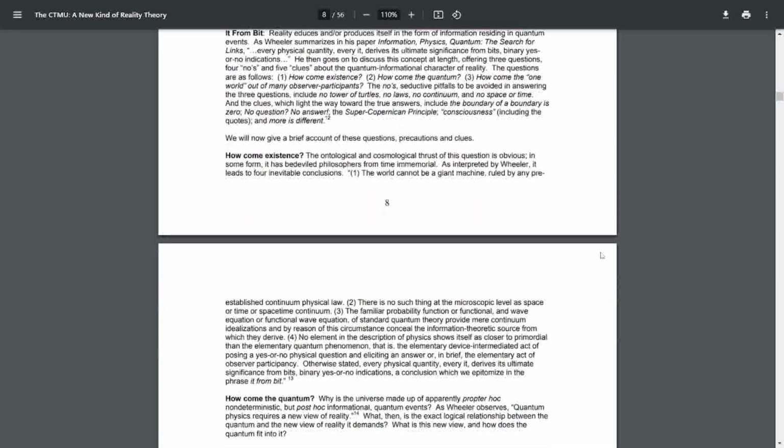We will now give a brief account of these questions, precautions, and clues. How come existence? The ontological and cosmological thrust of this question is obvious. In some form, it has bedeviled philosophers from time immemorial. As interpreted by Wheeler, it leads to four inevitable conclusions. The world cannot be a giant machine ruled by any pre-established continuum physical law.